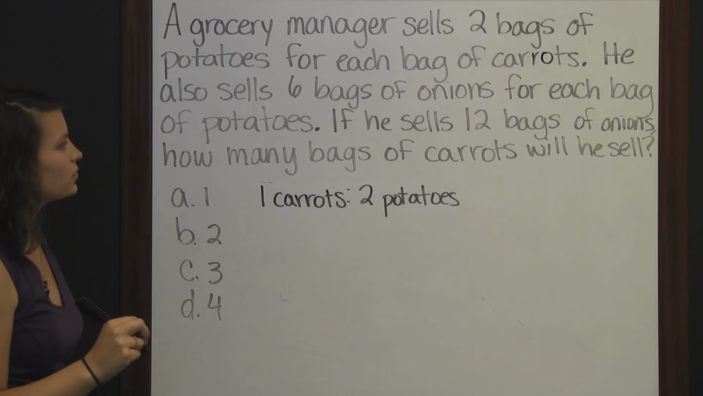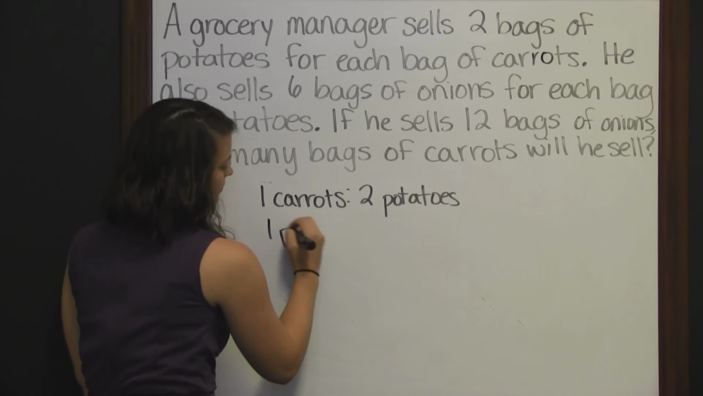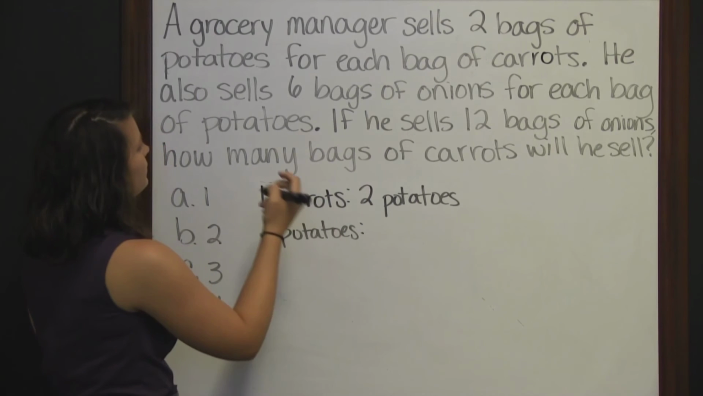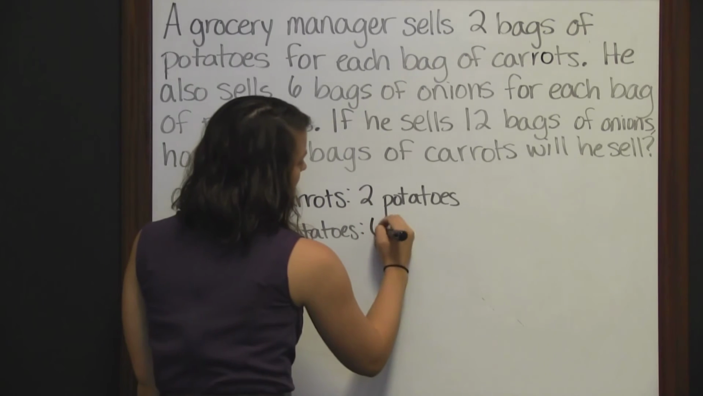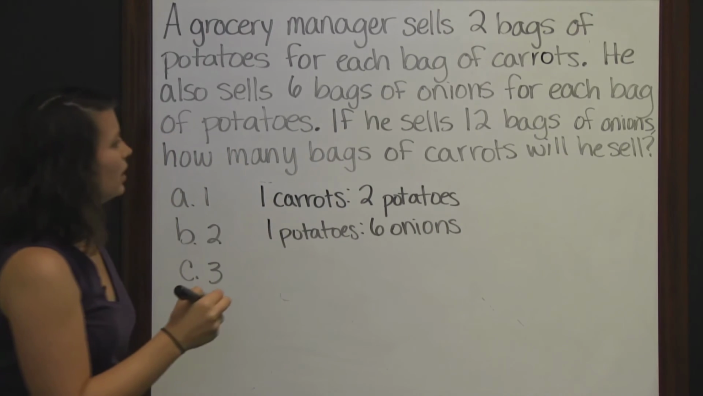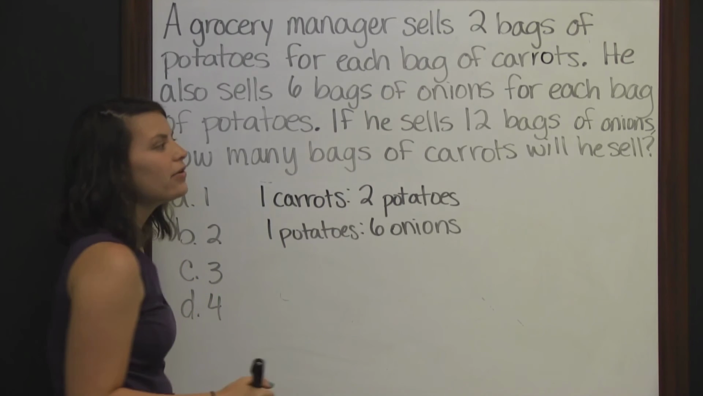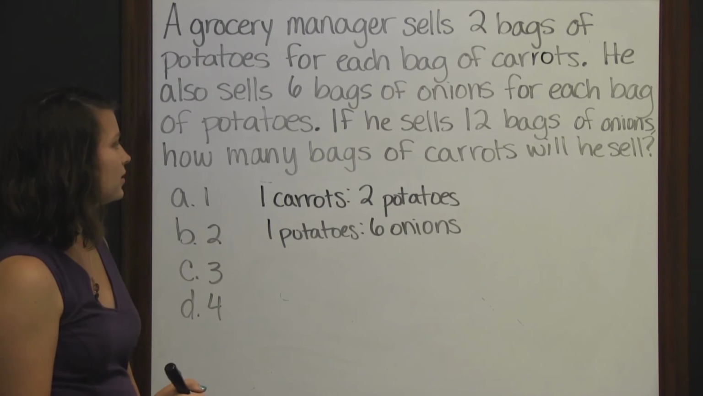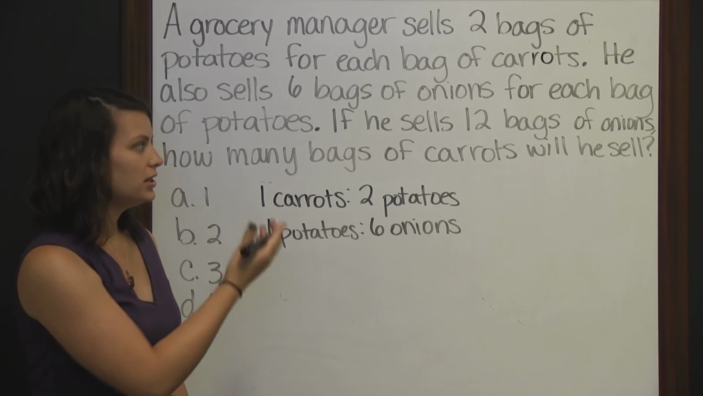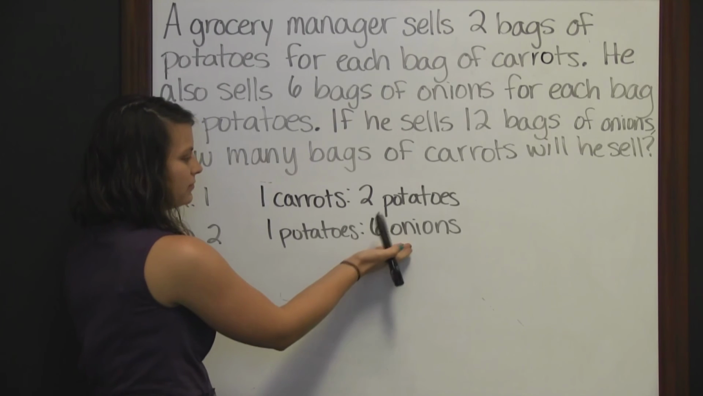In the second sentence, we're told that for each bag of potatoes, he sells 6 bags of onions. Then in the third sentence in our question, it says if he sells 12 bags of onions, how many bags of carrots will he sell? So let's start with what we know. He sold 12 bags of onions. So where do we find that in our information?